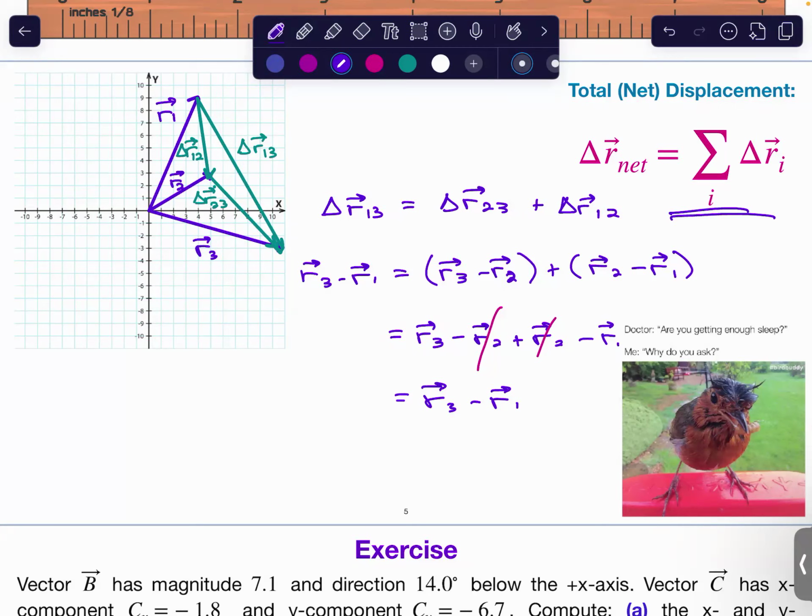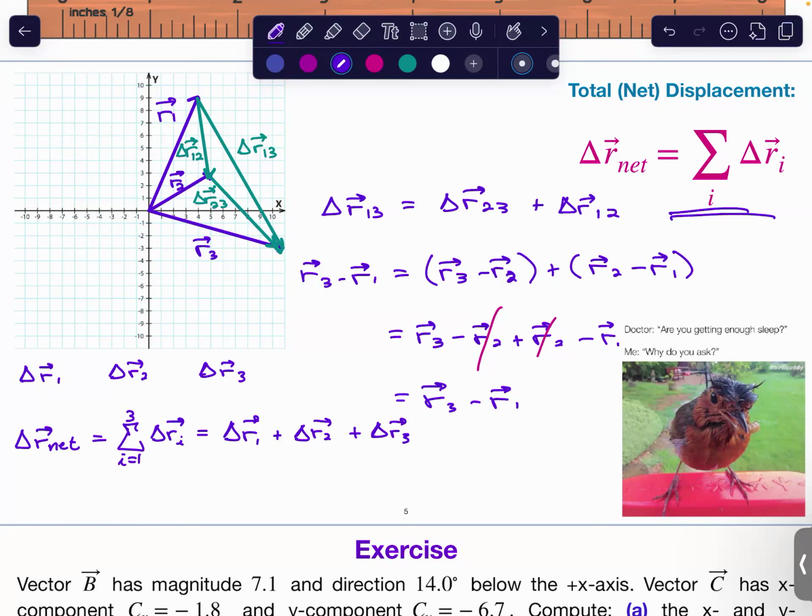Let's just say we have displacement 1, displacement 2, and a third displacement. You're going to add those 3 vectors together, and this adds the way you've been adding vectors. You're going to add together all the x's, you're going to add together all the y's, and you get your total displacement vector.